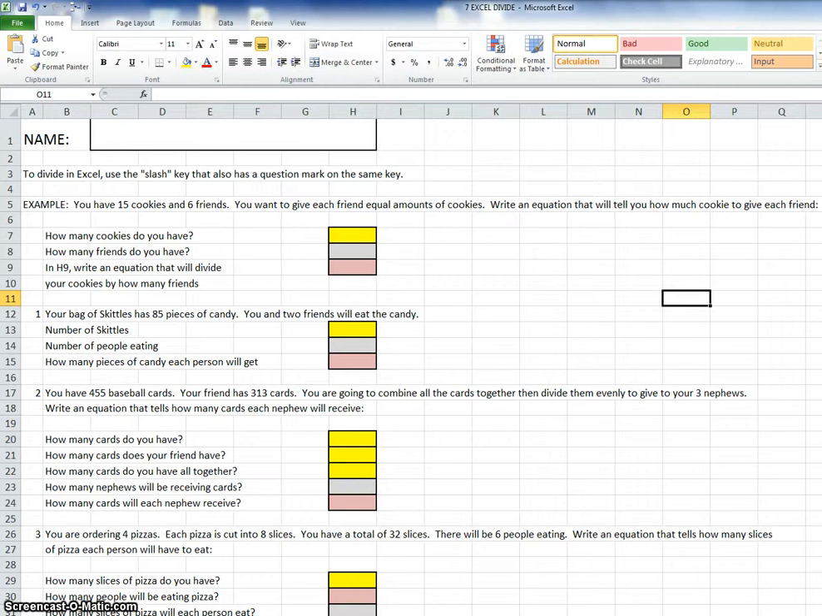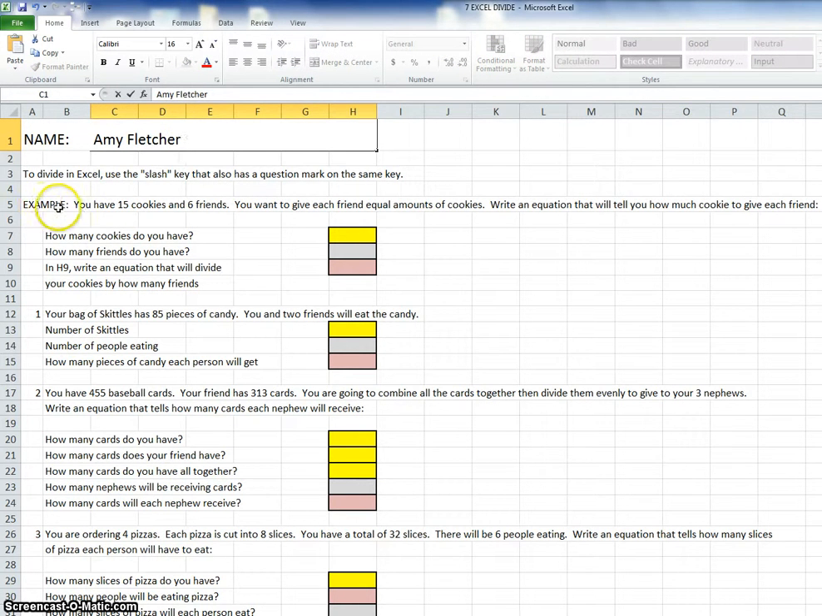We're going to get a little bit more experience using Excel to divide. Remember that to divide in Excel you use the slash key that also has the question mark on it. Alright, so up here in the top we're going to type your name, first and last name please.